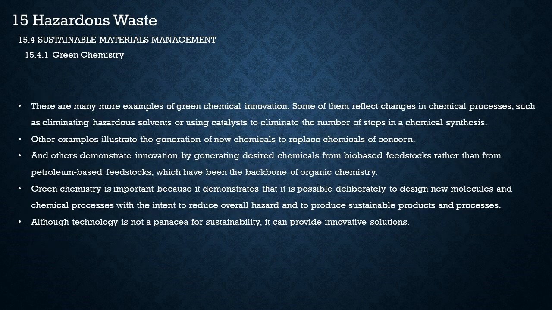There are many more examples of green chemical innovation. Some of them reflect changes in chemical processes, such as eliminating hazardous solvents or using catalysts to reduce the number of steps in a chemical synthesis. Other examples illustrate the generation of new chemicals to replace chemicals of concern, and others demonstrate innovation by generating desired chemicals from bio-based feedstocks rather than from petroleum-based feedstocks, which have been the backbone of organic chemistry.